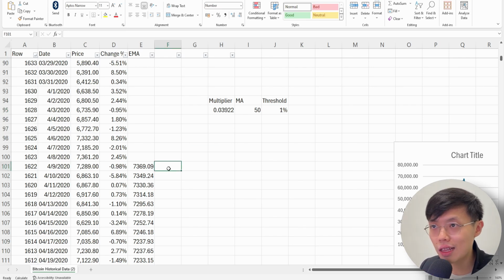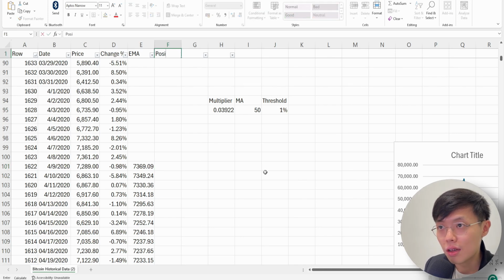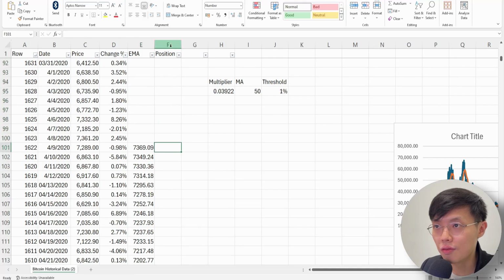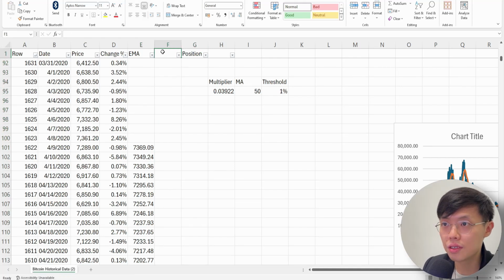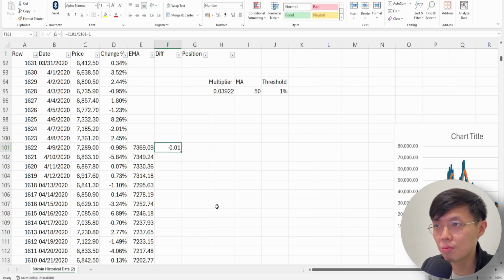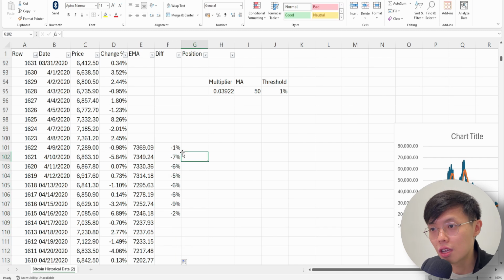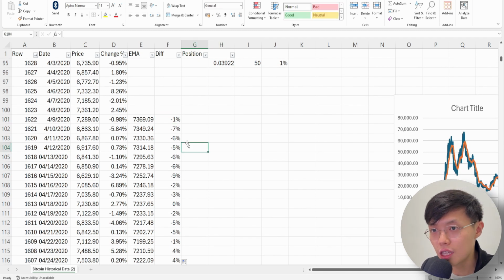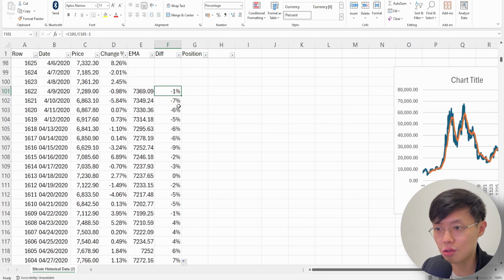With that, I'm going to formulate my position. Before that, to help you understand, I'm going to put in the difference between the EMA and the price. To calculate the difference, it equals price over EMA minus 1, and I'm going to make it a percentage and apply to all. With this, we can see how far the price is from the EMA. This price right here is below the EMA by 1%, and so on and so forth.